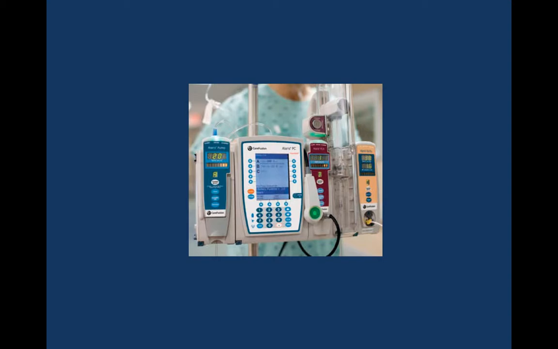An insulin drip is started with a 0.1 units per kilogram bolus. Then the drip is started at 0.1 units per kilogram per hour. Blood sugars are checked hourly, and the drip is adjusted until sugars fall by 50 to 100 milligrams per deciliter per hour.